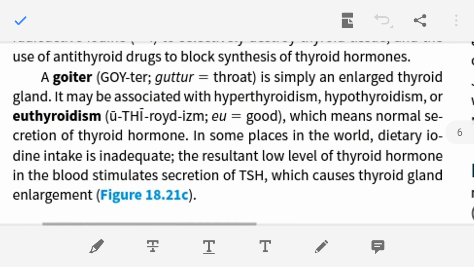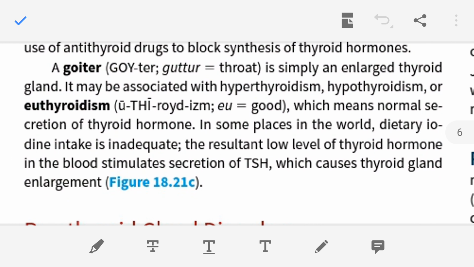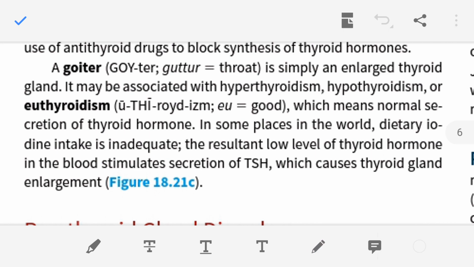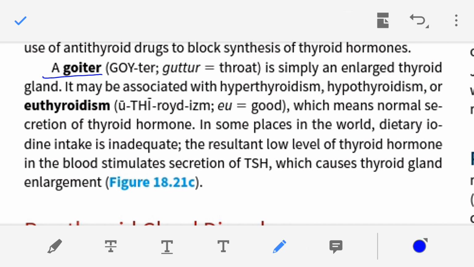Starting with the first point, goiter. See, the pronunciation is goiter, and we should not pronounce it the other way. It will be a wrong pronunciation. Now, the term goiter originated from the original word gutta. Gutta means throat. So what is goiter? So goiter is simply an enlarged thyroid gland. So the size of thyroid gland increases in goiter.